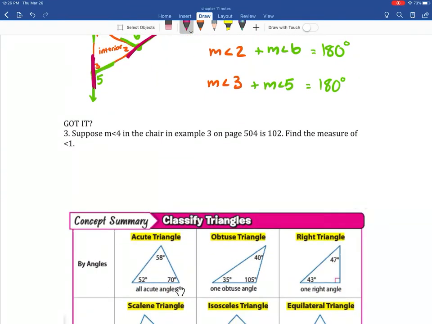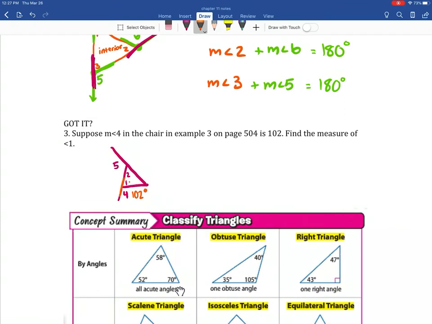So in your book, example 3 on page 504, there is a director's chair. And I'm going to draw out what we're concerned with here. It's kind of outlined in red. Okay, but it says this is 1, this is 2, this is 5, and this is 4. It says suppose the measure of angle 4 in example 3 is 102 degrees. So this right here is 102 degrees. It wants me to find the measure of angle 1.